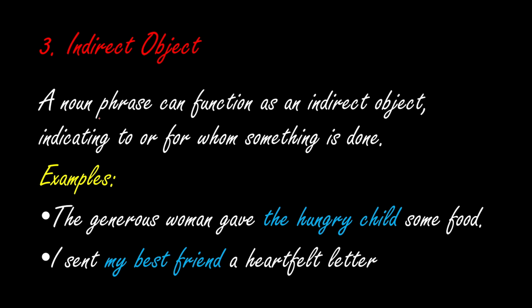It can also function as an indirect object. It shows or indicates to or for whom something is done. Let's look at these examples. We have: The generous woman gave the hungry child some food. So the hungry child here is the noun phrase and it functions as an indirect object. It shows to whom food was given. It was given to the hungry child.